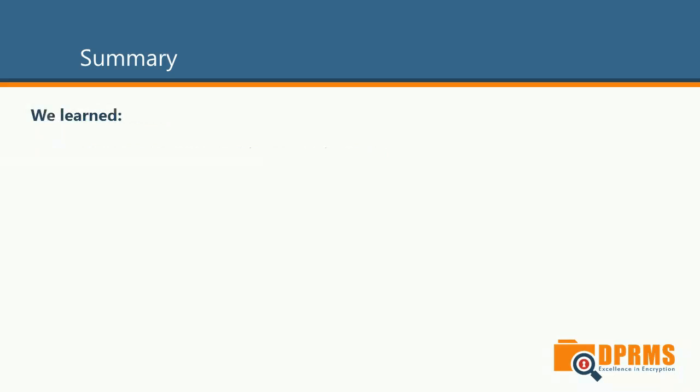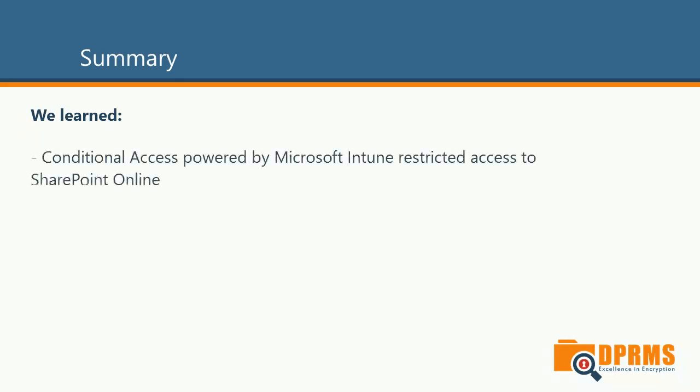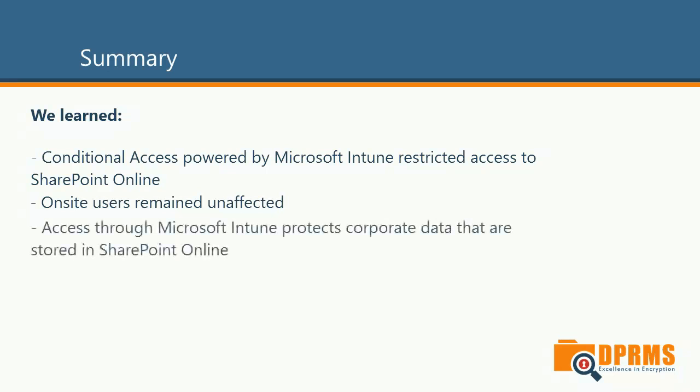We learned that with configuring conditional access powered by Microsoft Intune, we were able to comply with all of these requirements. We managed to restrict external access without affecting the users that are connected through the office, and those who did access the site externally had to enroll their devices to Intune, which provided secure access to corporate data.